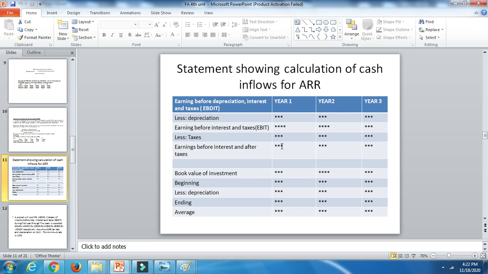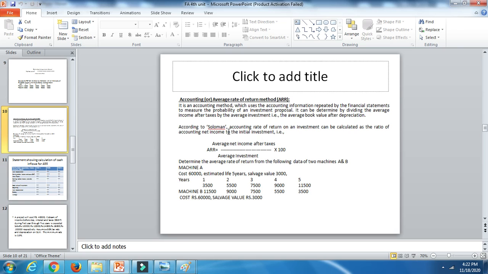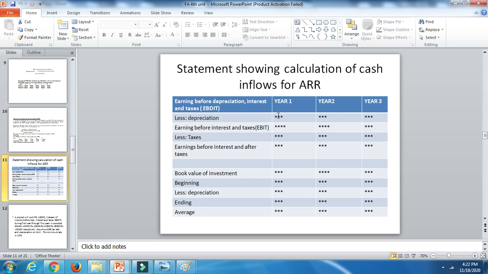The same manner for the book value. These two are different. This is one table and this is another table. This is the calculation for the numerator part. The numerator means average income, net income after taxes. So here you need to have only the average income after taxes. This is what you require. This is what you are supposed to take in the ARR question.